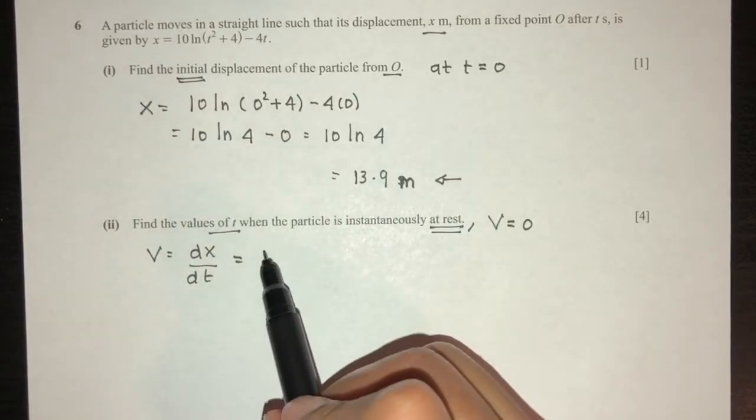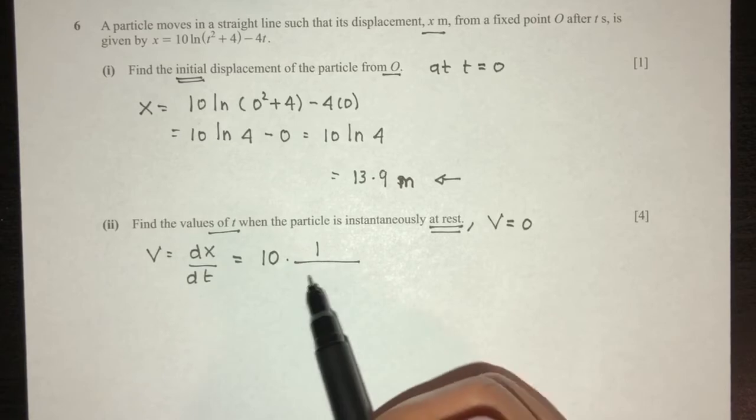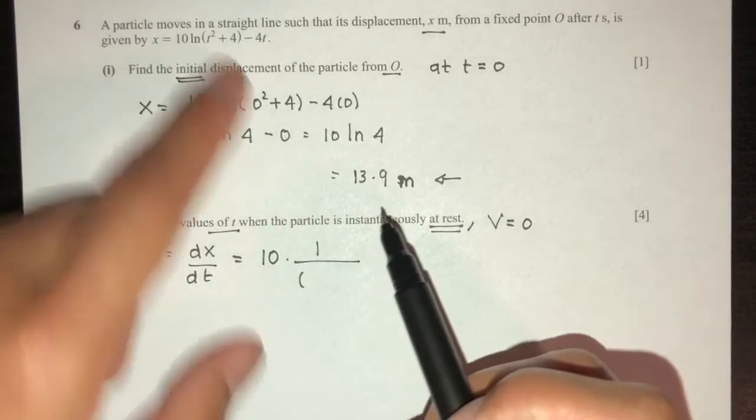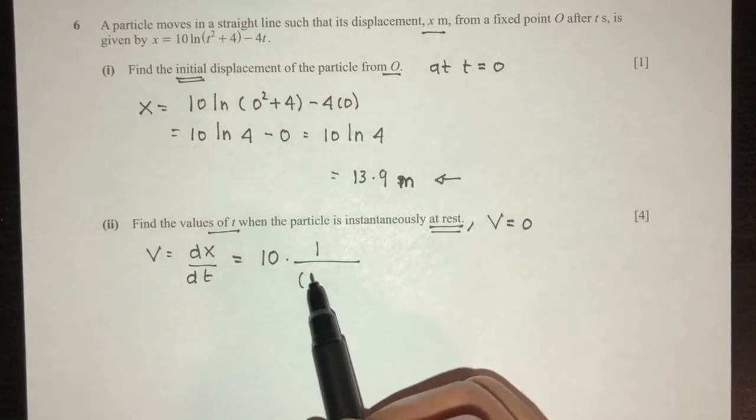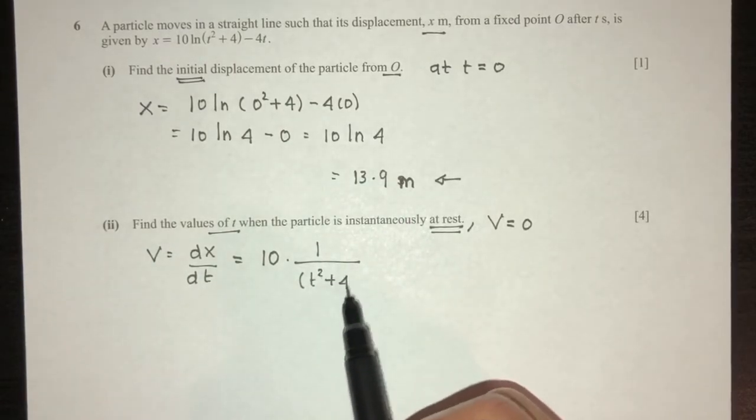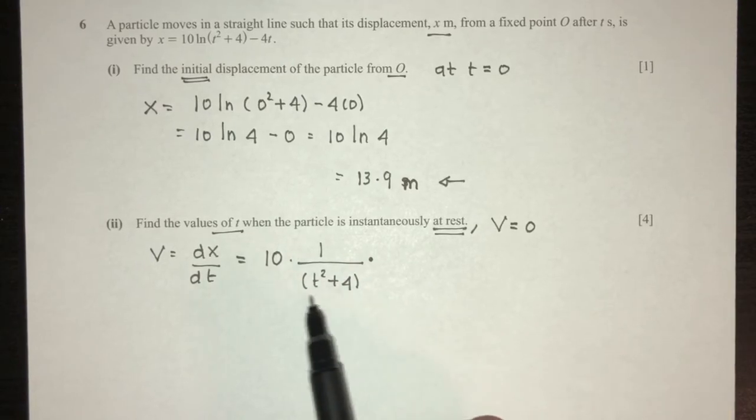So 10 is only a multiple. We can leave this outside. ln we will have to differentiate. So first you have to write 1 and then take this function to be your denominator. That's the first step. And then we have to multiply by the differentiation of the inside. So what would you get?